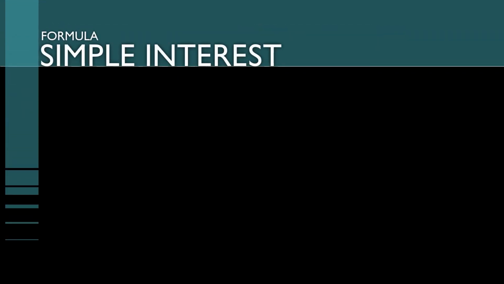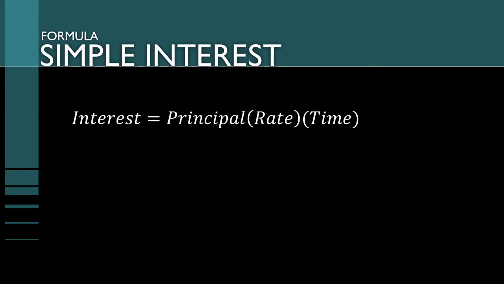Before we move on to question number 5, we need to look at our first formula. This is the simple interest formula. Now, interest is the price that you pay for borrowing money, or it's the price that you earn when the bank borrows your money. That's a whole other thing that you'll cover in economics. So interest is calculated by multiplying the principal times the rate times the time.